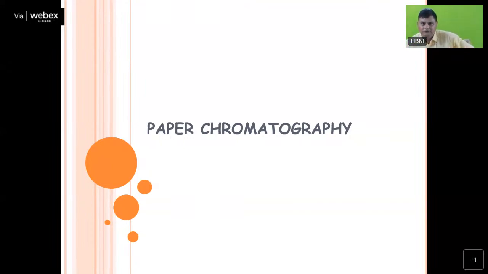Okay, so in the next few slides, we read about paper chromatography, and then we'll define how the RF factor is defined in chromatography, because it is one of the important things and many questions come on these retention factors.